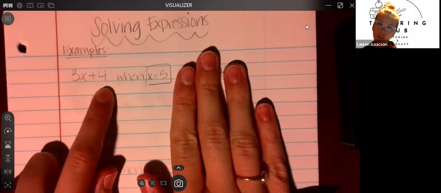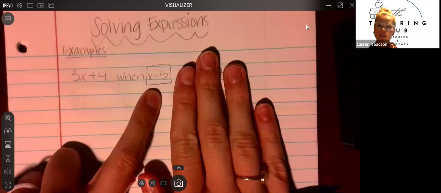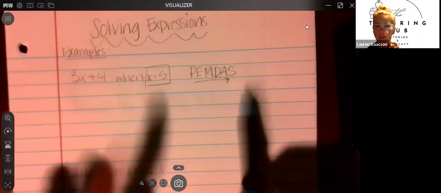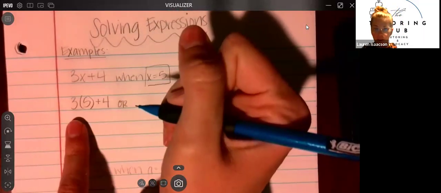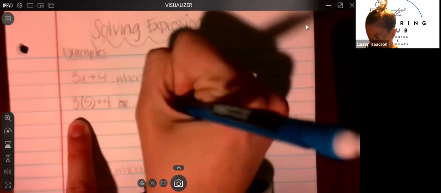3x plus 4, and we're going to plug in 5 for x. So when x equals 5. Don't forget our order of operations, and we're doing them left to right, okay? So let's plug it in. 3 times 5 plus 4. Now, I'm going to write or because we can write this a few different ways. I like to use parentheses or I like to use the dot. So 3 times 5 plus 4.